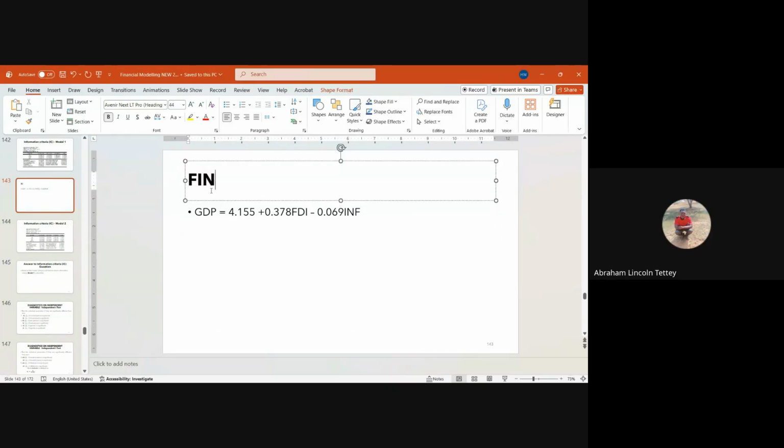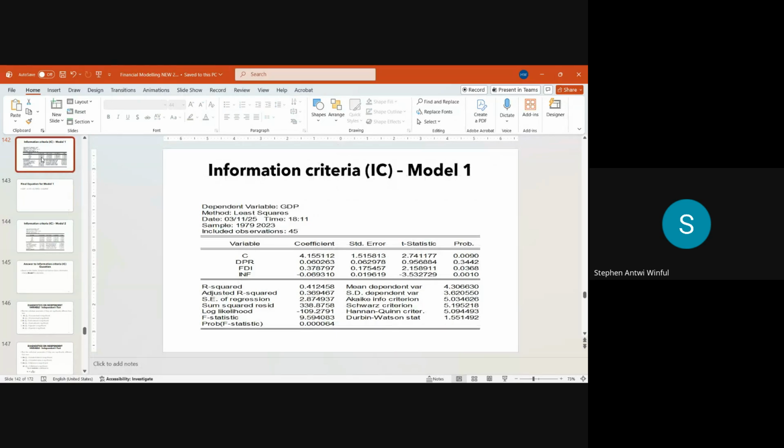Yes, sir. David, where were these significant figures generated? It is in the model output. Look at the output, the coefficient. These are the betas.